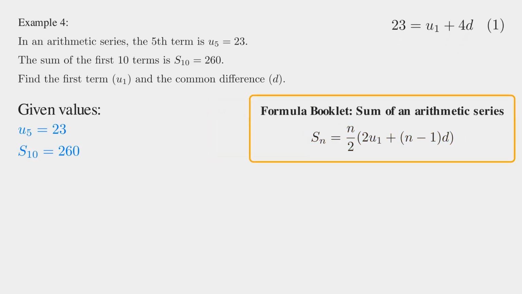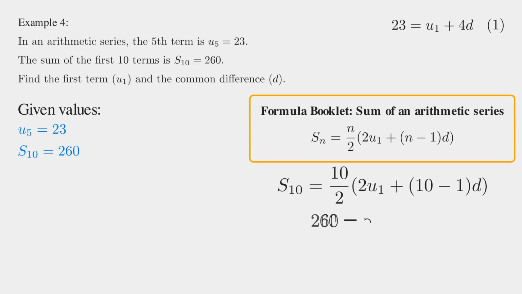Next, we use the formula for the sum of the series. Sn is equal to n over 2 into 2u1 plus n minus 1 times d, since it involves n, u1, and d. Since we know S10, we can replace all the values that we already know into the equation. And this will give us 260 is equal to 5 into 2u1 plus 9d. Dividing both sides by 5 gives us 52 is equal to 2u1 plus 9d, and this is our second equation.